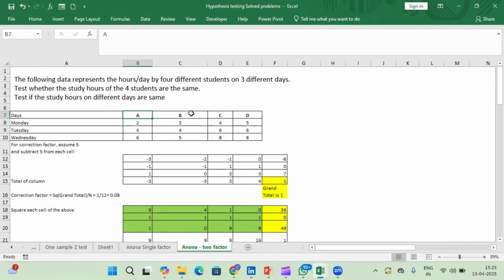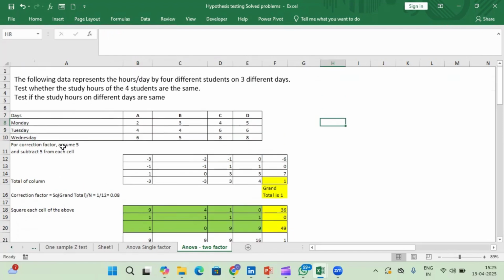So there are 4 students named A, B, C, D, studying on Monday, Tuesday, Wednesday. Number of hours: 5, 4, 4, 6, 6, 6, 5, 8, 8. Test if the study hours on different days are the same. Test whether study hours for the 4 students are the same. So there are 2 factors: one is study hours of the 4 students and the other is study hours on different days. That's why it's called 2 factors.